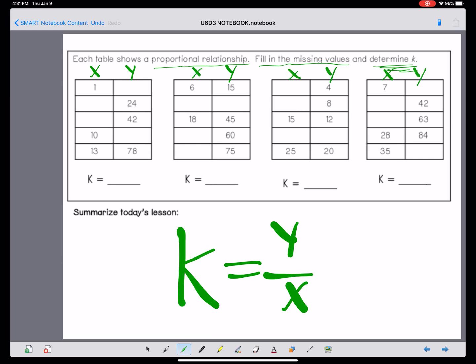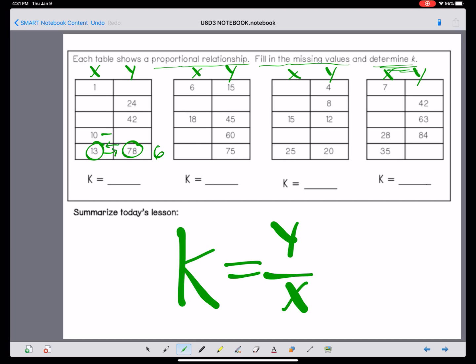All right, if I wanted to figure out my constant, I'm going to do my y value divided by my x value. And it looks like that is going to give me 6. And so I know that to go from 13 to 78, I have to multiply by 6. And to go from 78 to 13, I have to divide by 6.